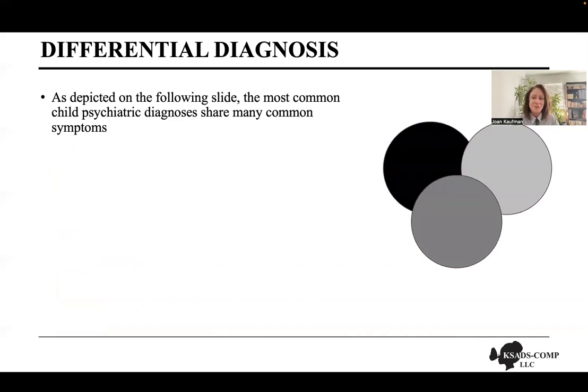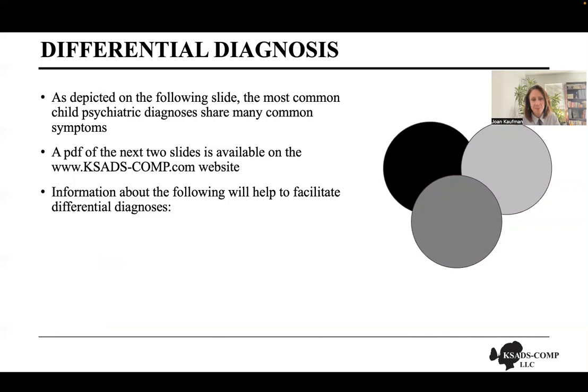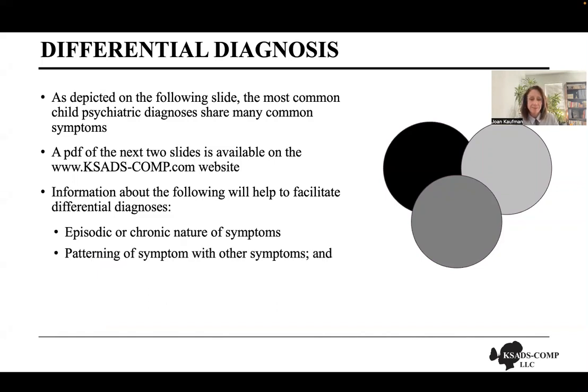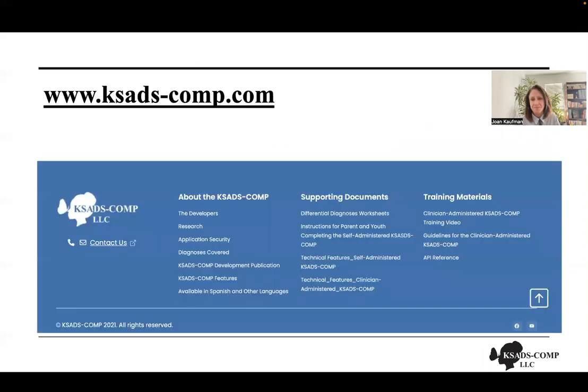So we're going to talk a little bit about differential diagnosis. On the next slide, you'll see that most of the common child psychiatric diagnoses share many symptoms. A PDF of the next two slides is available on our KSADS website. Information about the following will help to facilitate differential diagnoses: whether the symptoms are episodic or chronic, the patterning of symptoms with other symptoms, and the context, home versus school, where the symptoms are most problematic.